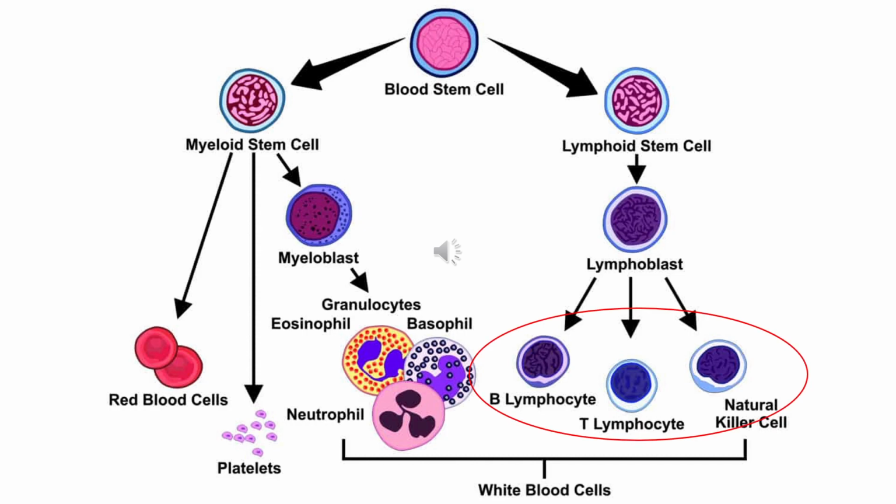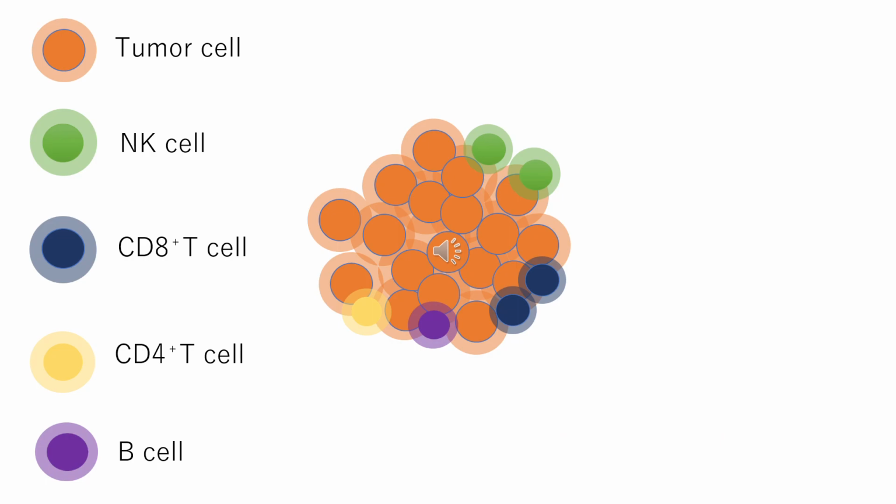Lymphocytes are one type of white blood cells. There are three main types of lymphocytes: B cells, T cells, and natural killer cells. They play an important role in the immune system. They recognize foreign substances in the body and try to eliminate them. When cancers appear and grow in the body, lymphocytes recognize them as abnormal and migrate toward cancers.